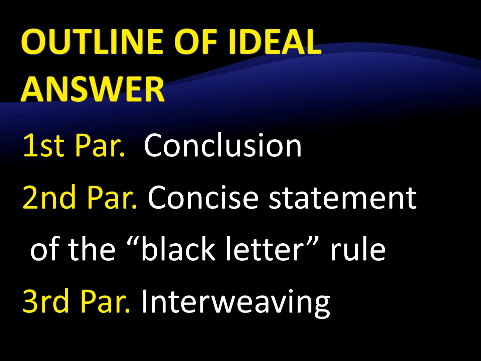And why is it referred to as the black letter rule? It is referred to as the black letter rule because when you look at the books, the text, the reviewers, the essence of jurisprudence, the essence of the law, are normally in bold letters. That's why they're referred to as the black letter rule. And then you have the third paragraph, which is interweaving between the elements of the fact and the elements of the law.